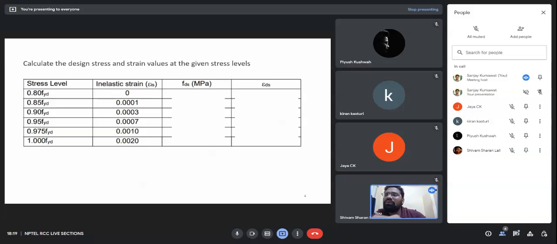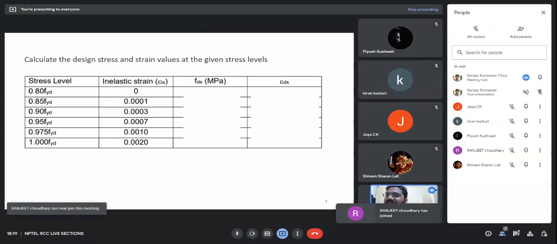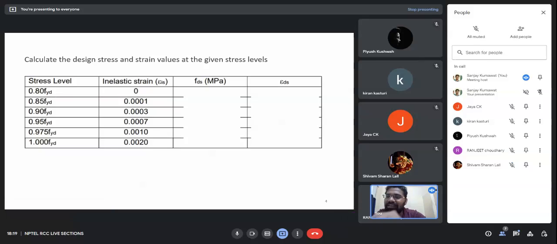So how can you find the design stress value from this? Can any one of you tell me? It is very easy. The design stress value will be nothing but 0.8 times Fy divided by 1.15. So that will be the design stress.